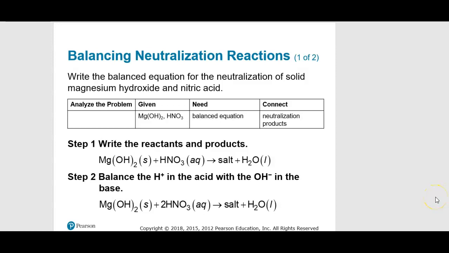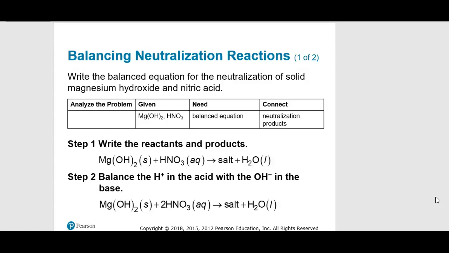Now, balancing neutralization reactions is a little bit of a procedure. As usual, you write the reactants and products, and you have the salt there. And the first thing you do is you balance the hydrogen ion with the hydroxide ion in the base. That's going to be fairly simple because you have to have a number of hydrogen ions equal to the number of hydroxide ions. So you look at the way this is set up right now.